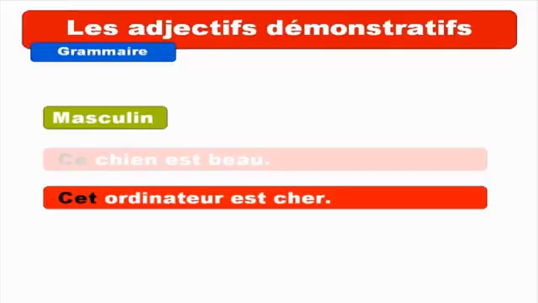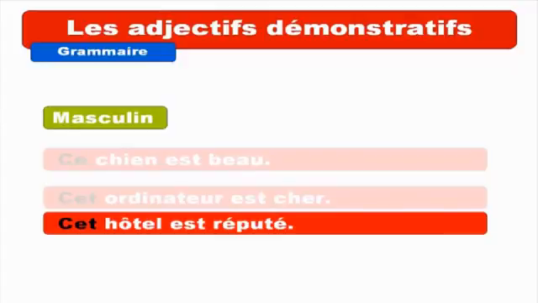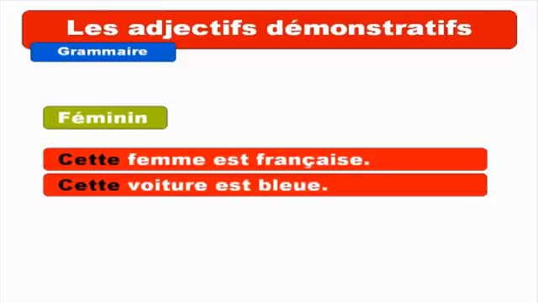Okay, and then last example, cet hôtel est réputé. Okay, so it's the same thing. Keep in mind that even if hôtel is starting with H, H is actually not pronounced, so the first sound of the word is O, so it means that it's a vowel, and in this case you will have to use cet as well. Okay, so you pronounce it like cet hôtel est réputé. So now it's your turn to repeat. Cet hôtel est réputé.